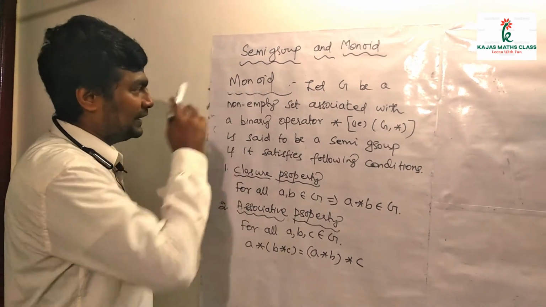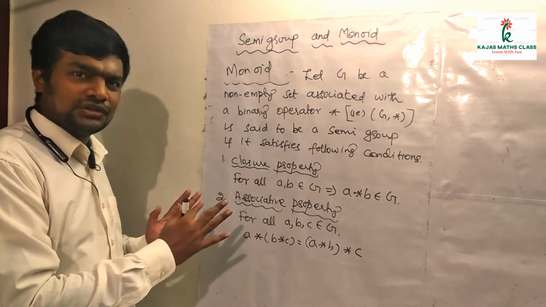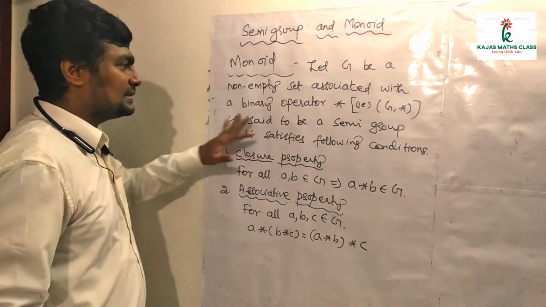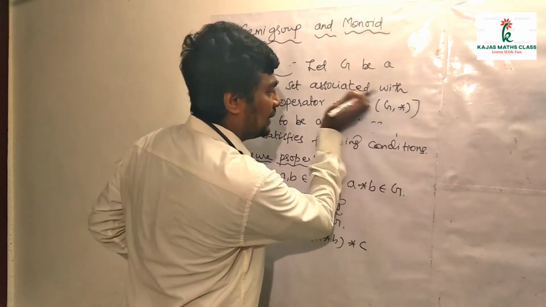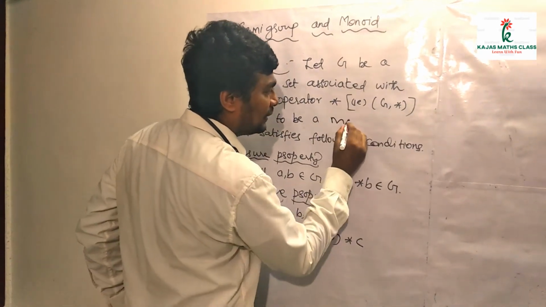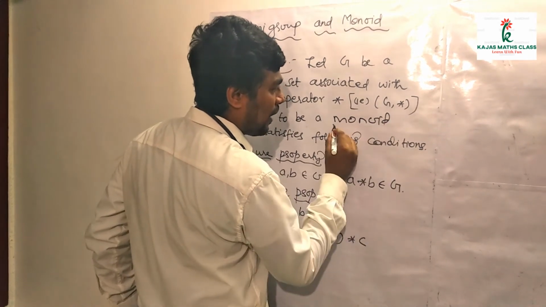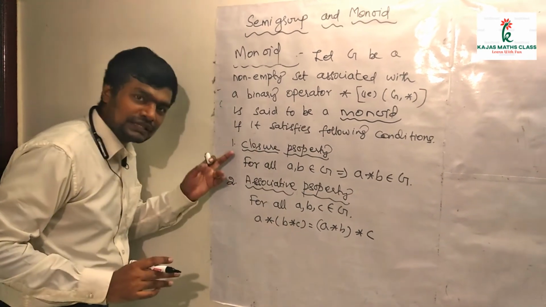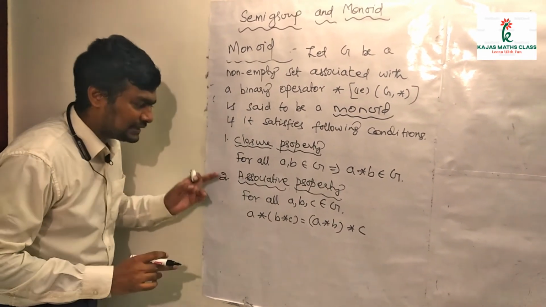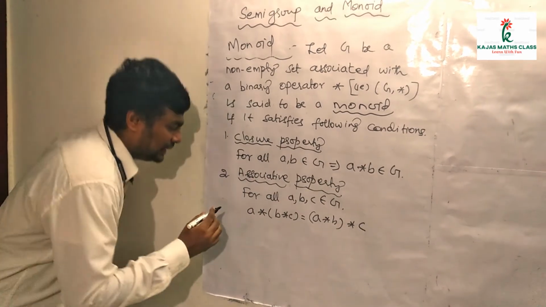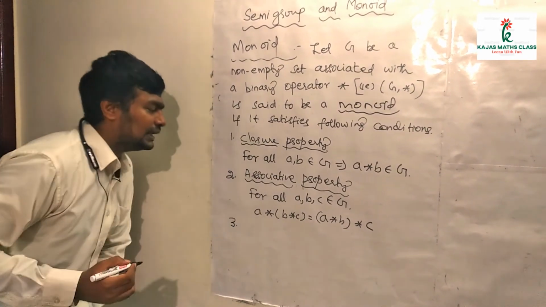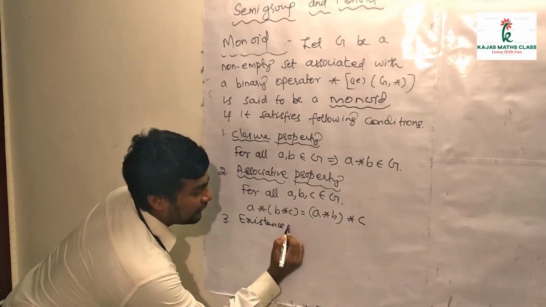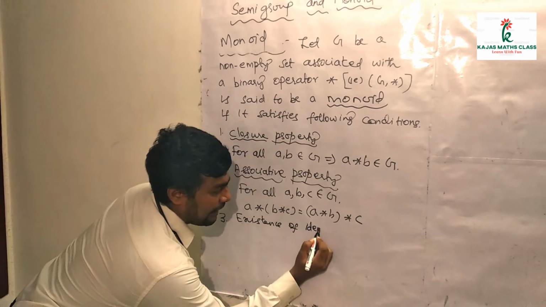Now we are going to see monoid. Same definition. Let G be a non-empty set associated with the binary operator star, is said to be a monoid if it satisfies the following conditions. First condition, closure property, yes. Second condition, associative property, yes. Along with that, it must satisfy identity property, the existence of identity.